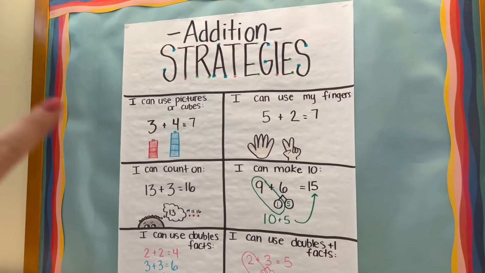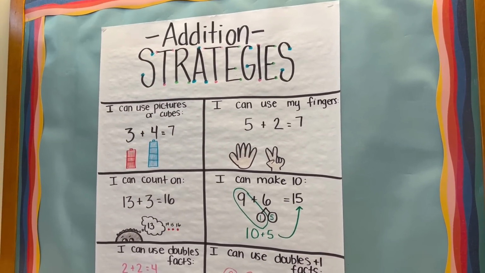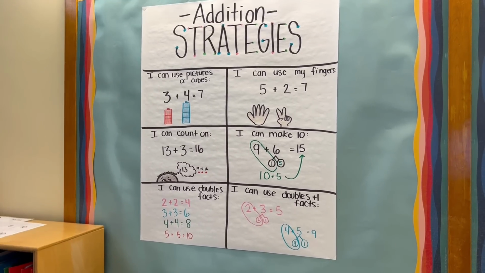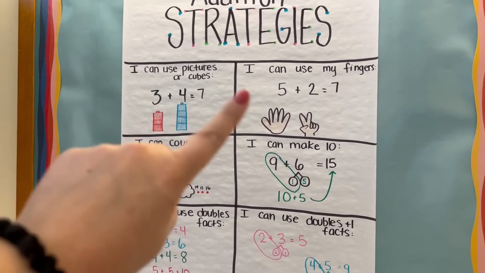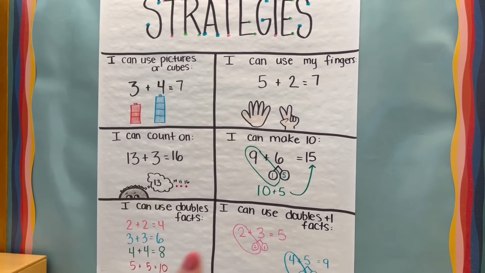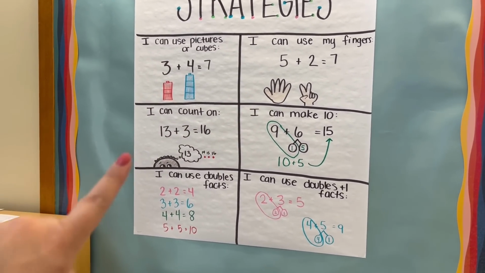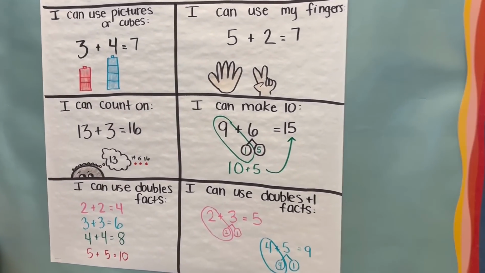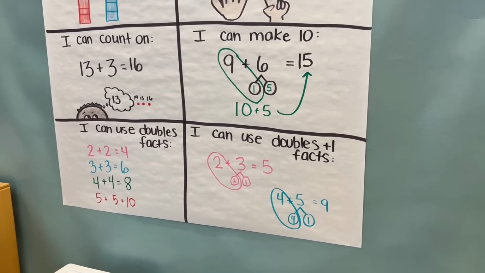I had shared this, I think, in a video a week or two ago, but this is our addition strategies chart. It does not have every single strategy we have taught, like it doesn't have number line on here, but I went ahead and picked a few. So we have pictures or cubes. I can use my fingers. I'm going to talk to you about that one in a minute, especially when we get to subtraction. I can count on, so we put the bigger number in our head and count on. I can make a 10. I can use our doubles facts, and I can use our doubles plus 1 facts.